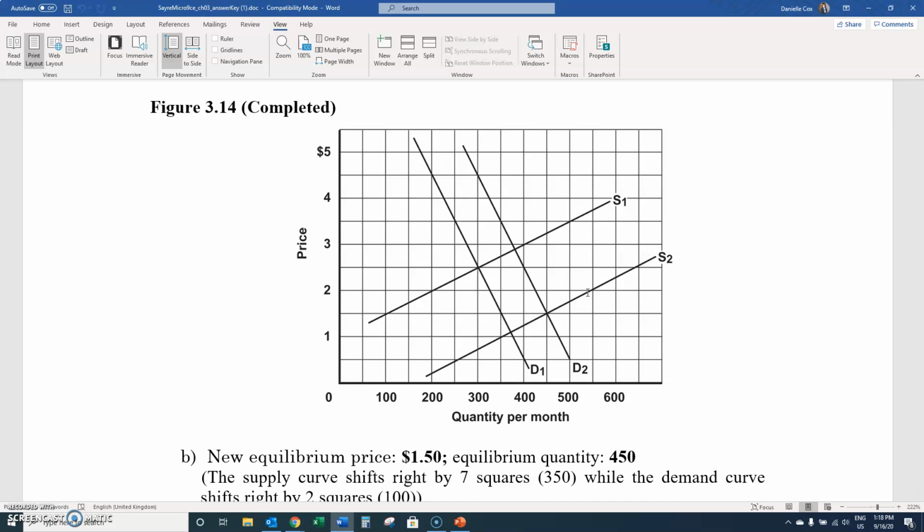So you do that for 3 or 4 points so that you get some new points for the new line, and then use a ruler and connect the new points to get your new line. So if supply increases or demand increases, you're moving it to the right, and you just have to determine how many squares you need to move the line by to create your new line.